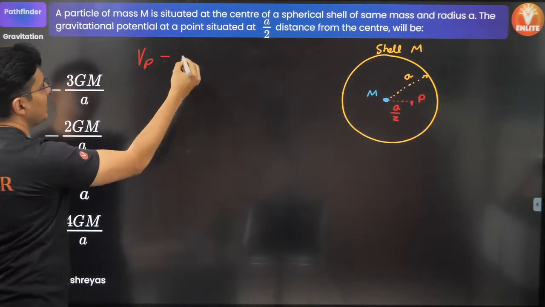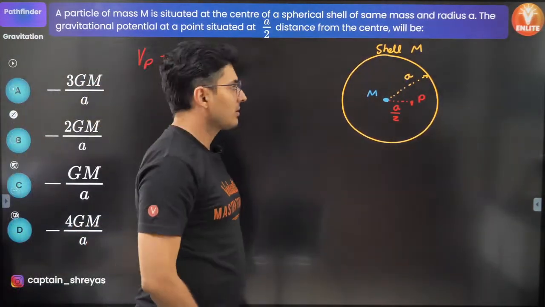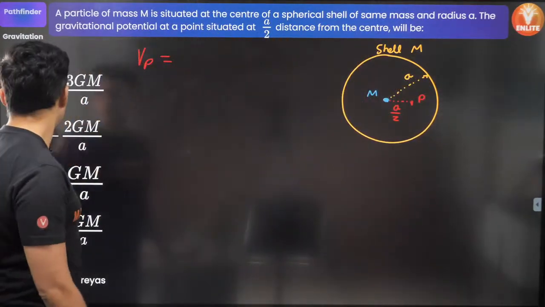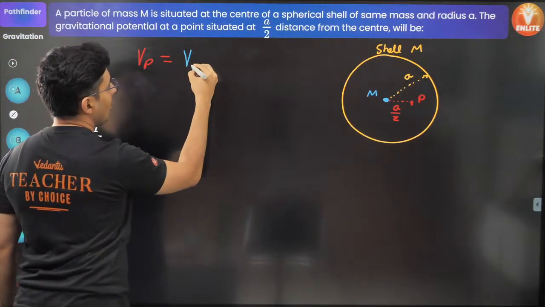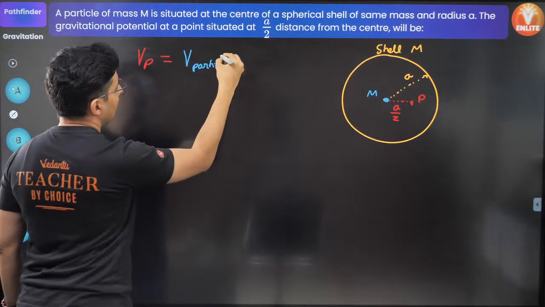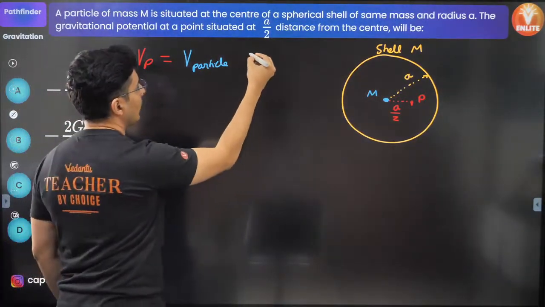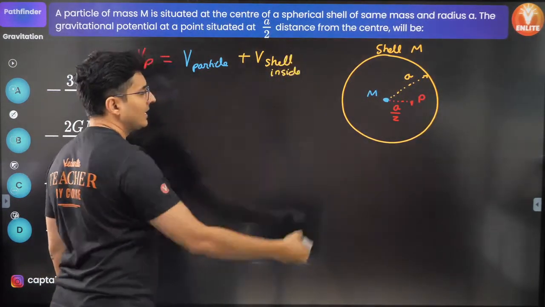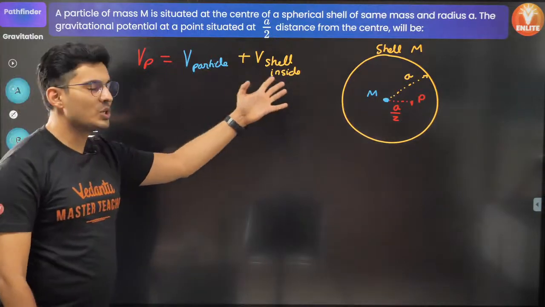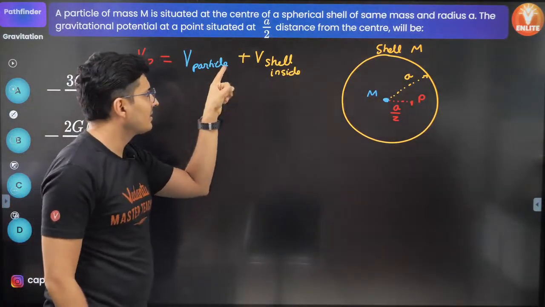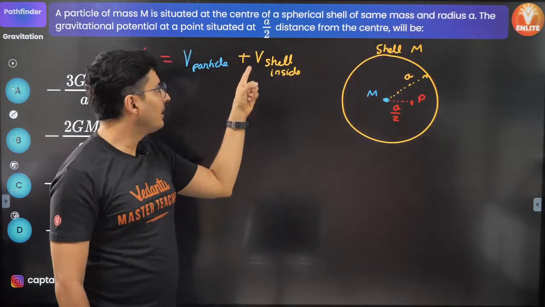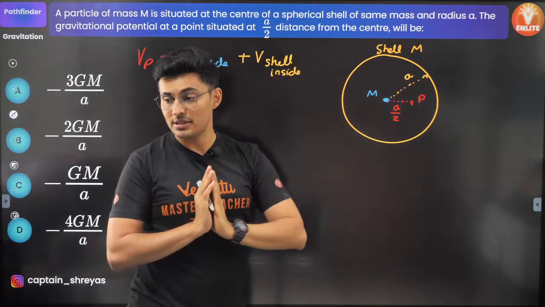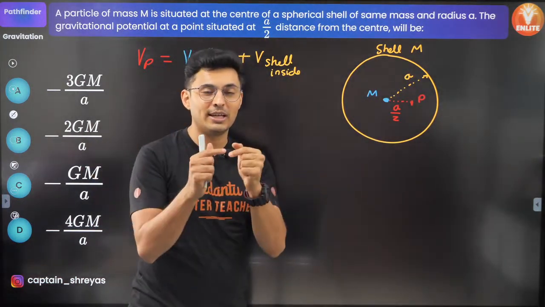So the potential at point P is because of two things. This mass will also create potential, the shell will also create potential. So it's because of the potential of the particle and also because of the shell which you are inside of. You are inside the shell, remember. Now just use formulas. When you are solving for this, forget that the shell is there. When you are solving for this, forget that the particle is there. Independently add their potentials. Potential is scalar, so you can add them, no need of directions.